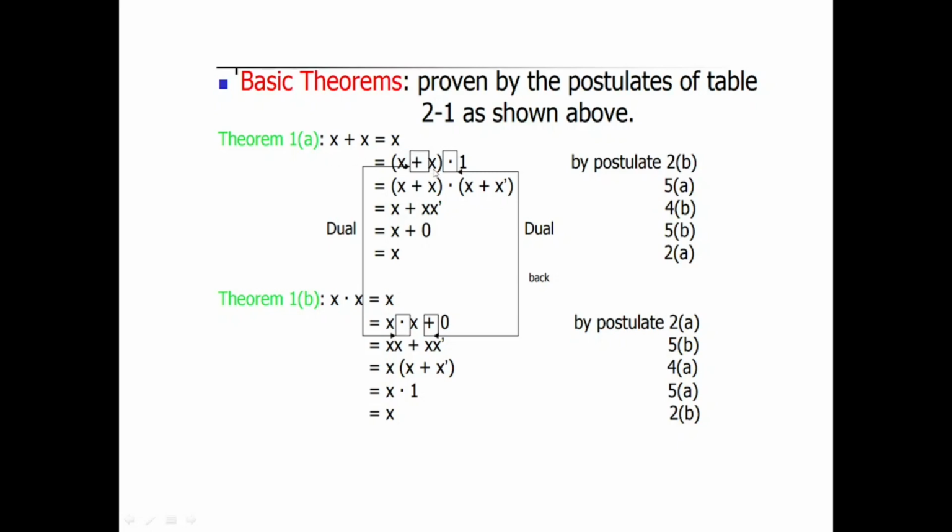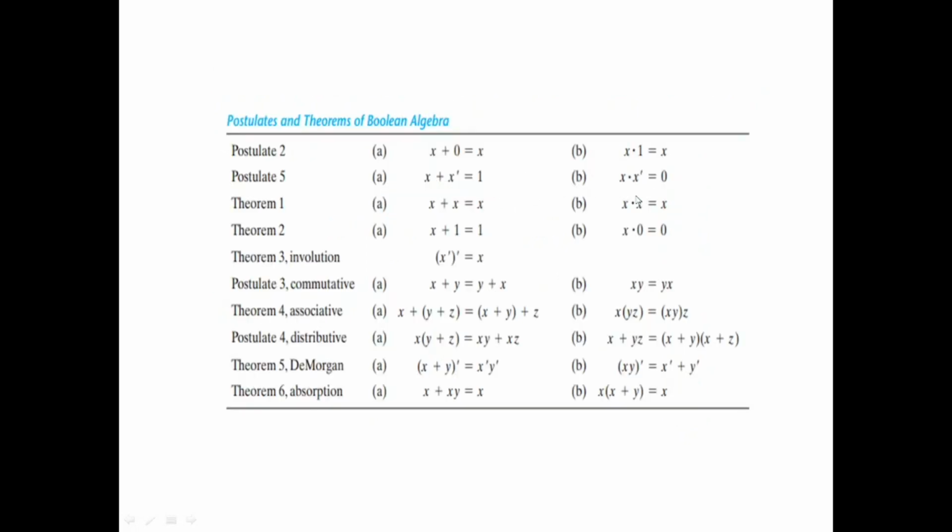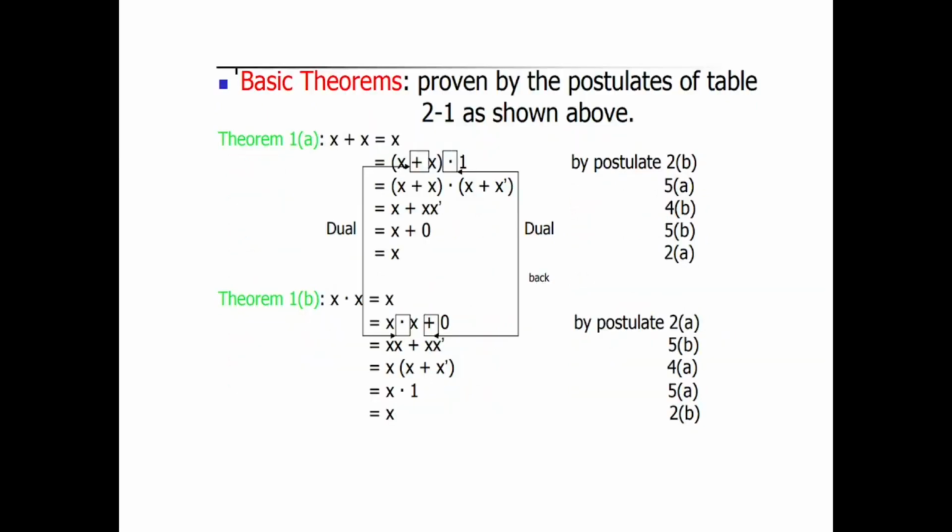So x plus x can be written as x plus x into 1. This can be done by postulate number 2b. And in this, 1 can be written as x plus x dash. This is by postulate number 5a.